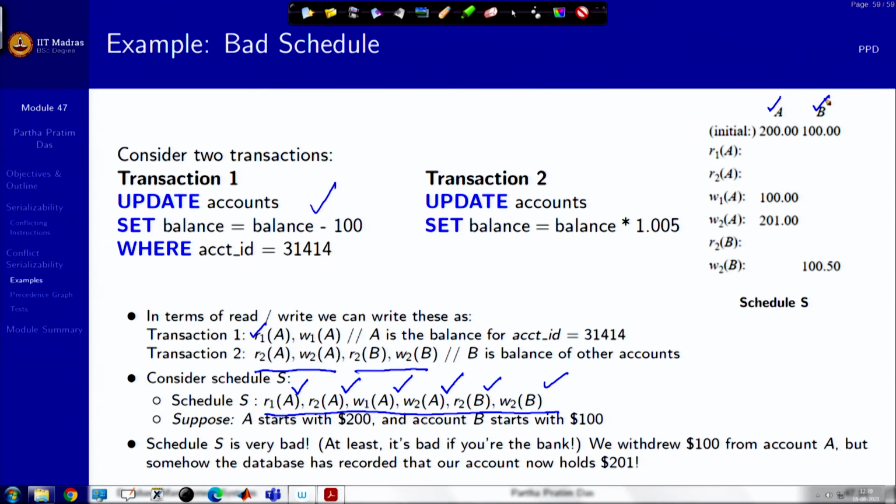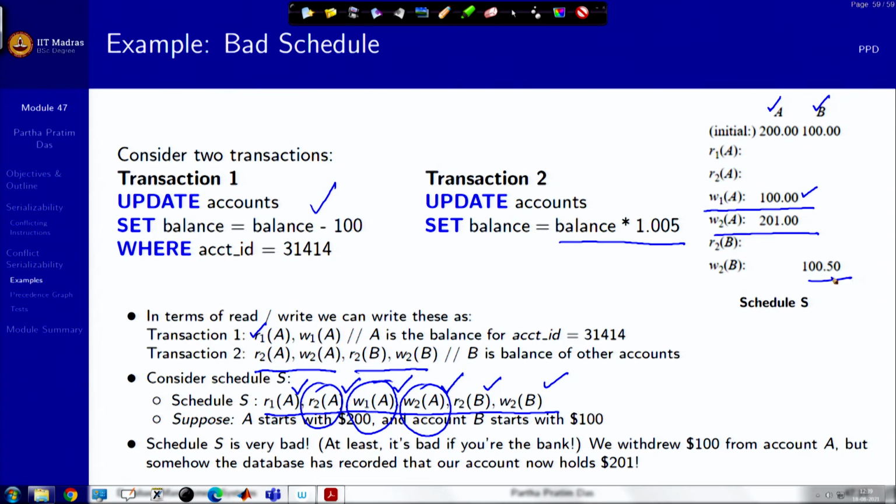Now, if I do this schedule, then what will happen? I am doing W1A, that is write in A based on what I have read, which is 200, right, after doing a deduction of withdrawal of 100 rupees. So, this will be 100 rupees. But what I am writing here by W2, which I am doing next, is based on what I read in A and given the interest. Read in A was 200, given an interest of 0.5%, that is 1 rupee. So, W2 will write 201.